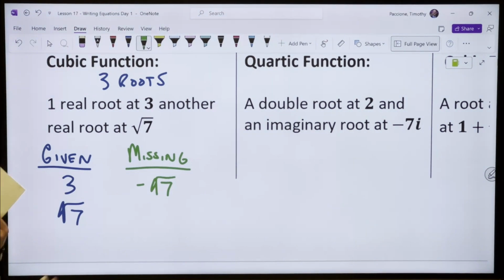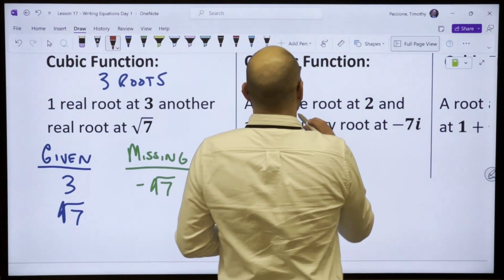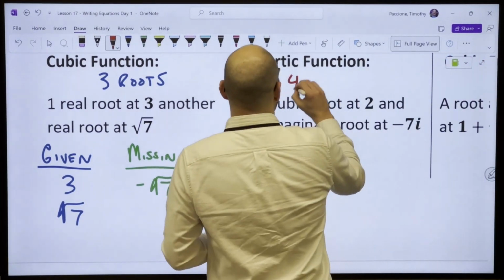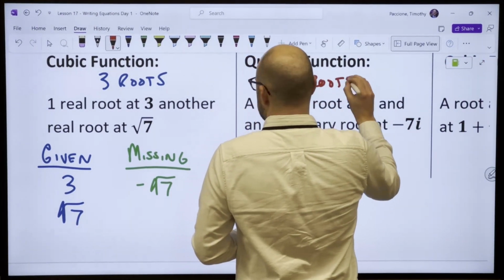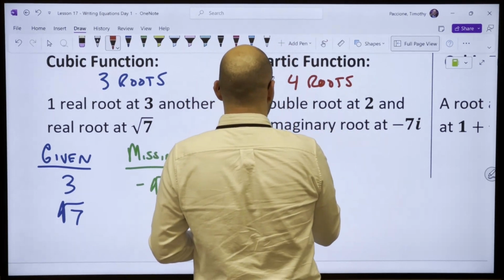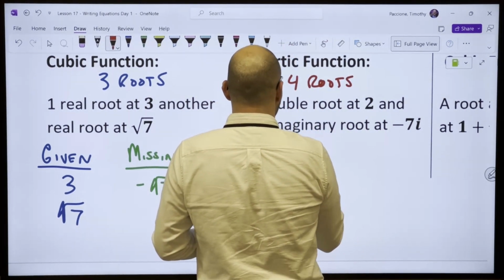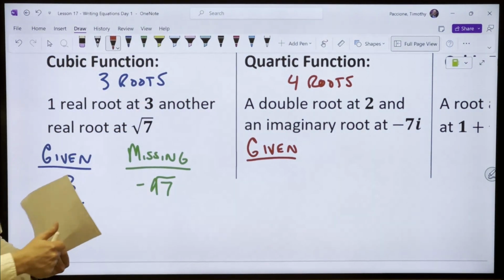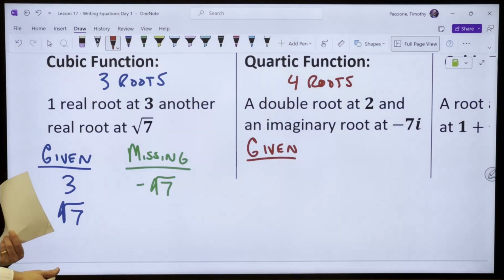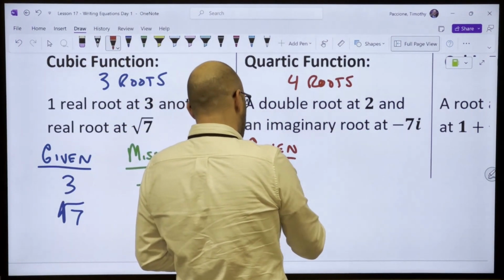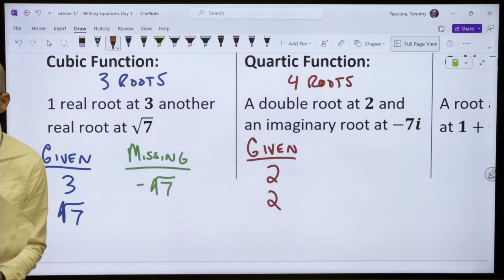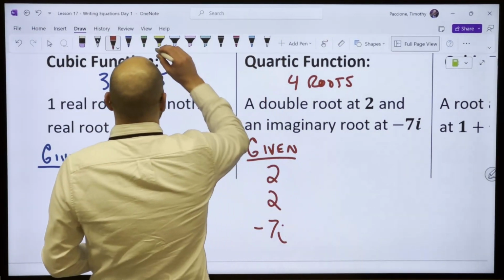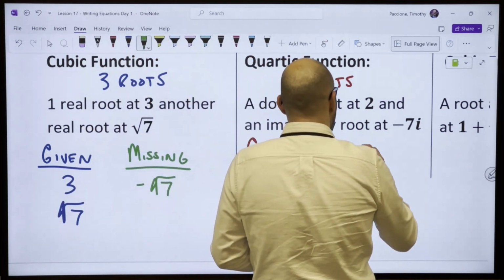I'll do one more and then you can do the other 2. Okay. A quartic function has how many roots? 4, right? And we were given some information: a double root at 2, and an imaginary root at negative 7i. So what roots do we know? There's a double root at 2, so that's 2 and 2 again, both positive, and negative 7i. And we knew we needed 4, so we are missing plus 7i.